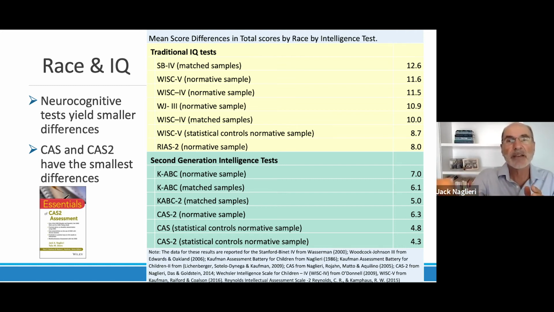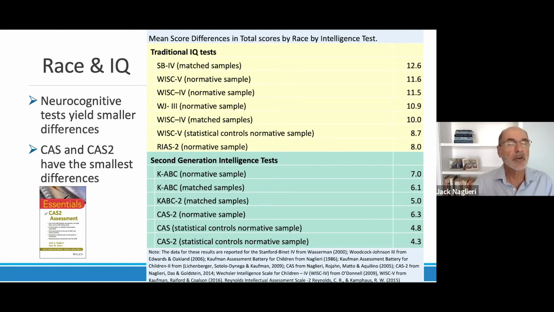So you see the kind of black-white differences you get on all these tests in the yellow shaded boxes. And you see what you get with the KBC. This progression goes all the way down to the CAS2, the smallest difference between groups, because we measure more than anyone else measures. So there's more strengths in the total score. And we don't measure what kids don't know, right? We're not penalizing for not knowing, not having a good vocabulary.